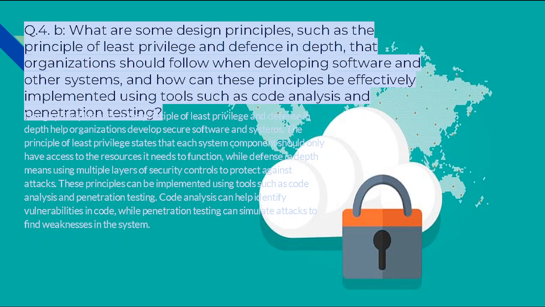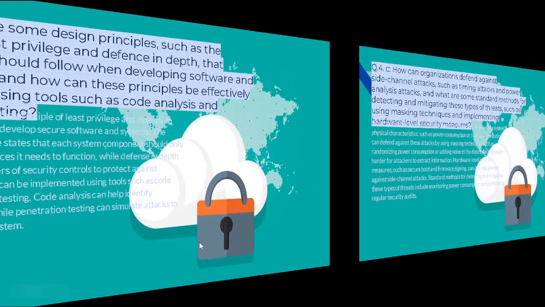secure software and systems. The principle of least privilege states that each system component should only have access to the resources it needs to function, while defense in depth means using multiple layers of security controls to protect against attack. These principles can be implemented using tools such as code analysis and penetration testing. Code analysis can help identify vulnerabilities in code, while penetration testing can simulate attacks to find weaknesses in the system.